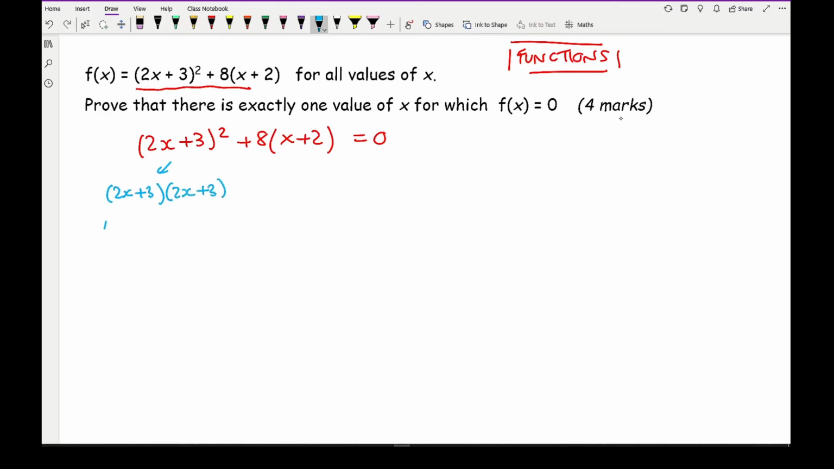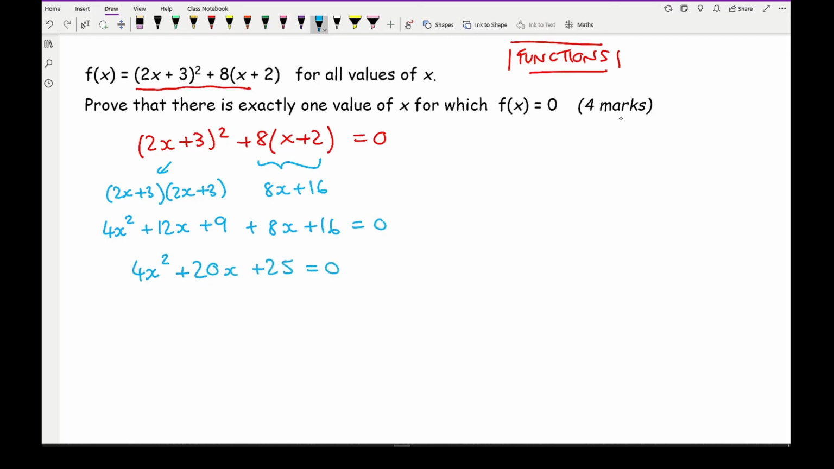And if we expand that out, what we end up with is 4x squared plus 12x plus 9. Now, if we then go on to expand this, we end up with 8x plus 16. So if I add those two things together and make that equal to 0, I end up with something that resembles a quadratic equation. Now from this, what we need to do is go on to solve this, because we want to show that it's only got one solution.